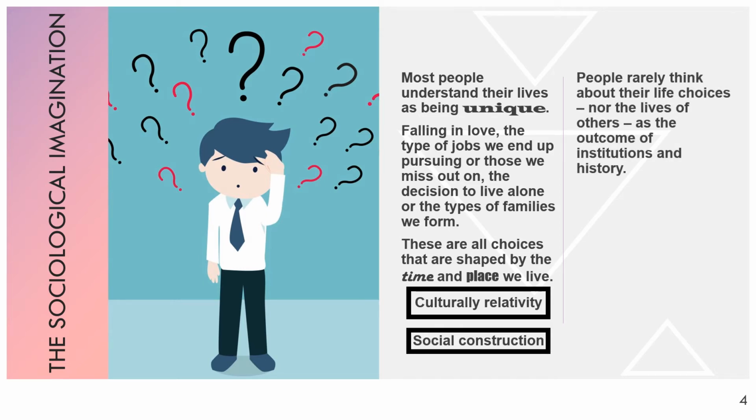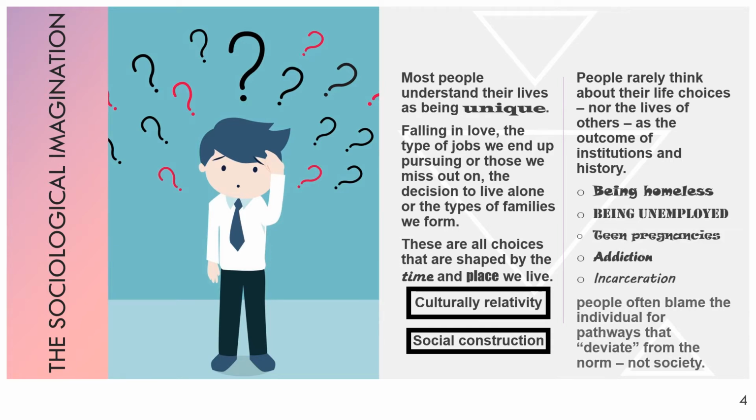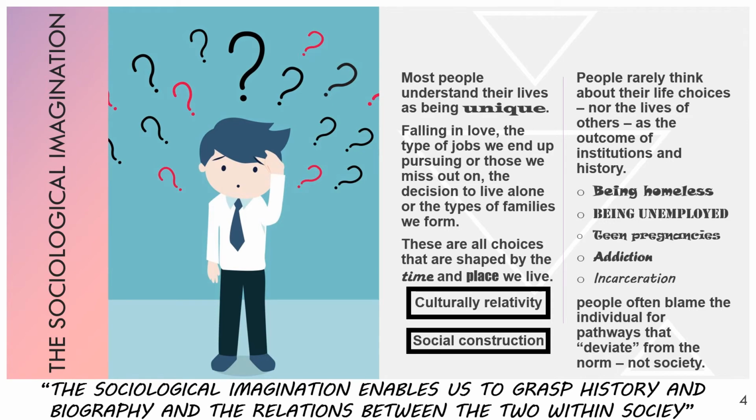And people rarely think about the choices we make as a result of institutions, about history, about society. We often tend to think about issues like being homeless, unemployment, pregnancies, addiction, incarceration as a result of the individuals making pathways that deviate from norms and values, and we blame the individual for these events. What Mills argues is that the sociological imagination enables us to grasp history and biography and the relations between the two within society. So it helps us to think about the historical context, the social context, relationships, and try to understand the full picture before making a judgment.